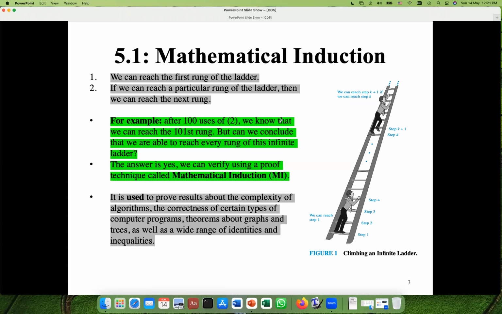So what is mathematical induction? Have you ever heard about mathematical induction before? This is a principle. You can say Qanun. Qanun is an Arabic word, okay? So this is mathematical induction.